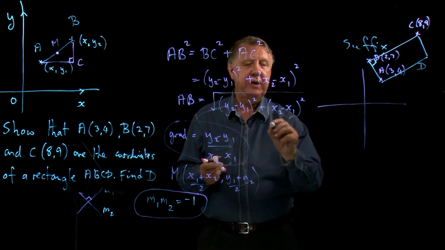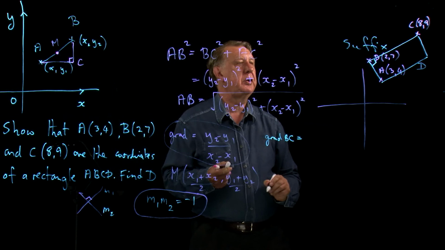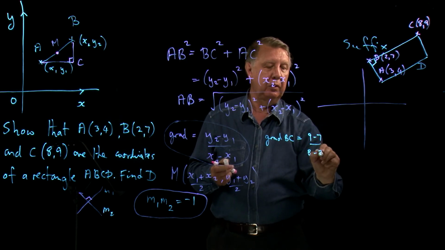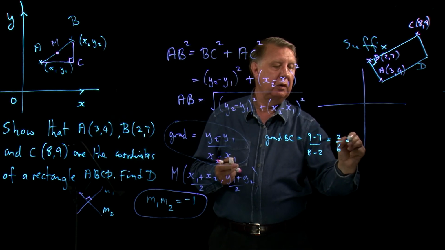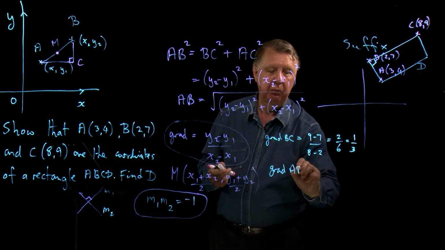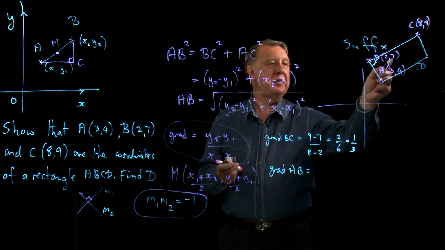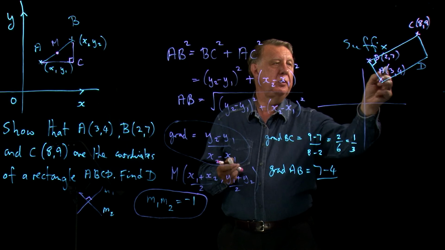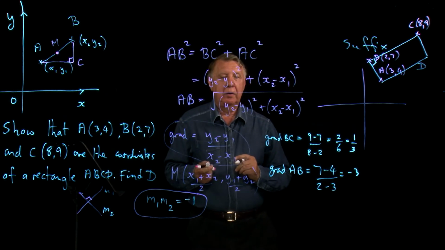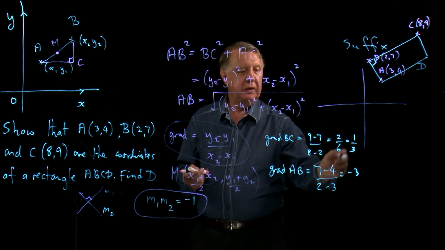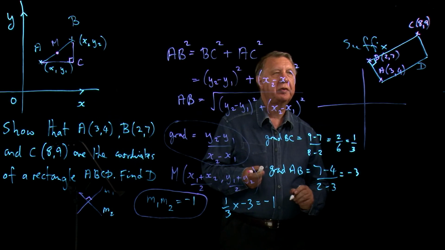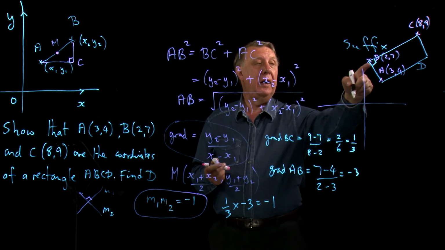So, the gradient of BC is equal to 9 take away 7 over 8 take away 2, which is 2 over 6, which is a third. And the gradient of AB, then, 7 take away 4 over 2 take away 3 is -3. That's brilliant, isn't it? Because if you look at this straight away, you can see that a third multiplied by -3 is of course -1. So I've proved that ABC is 90 degrees and that this is part of a rectangle.